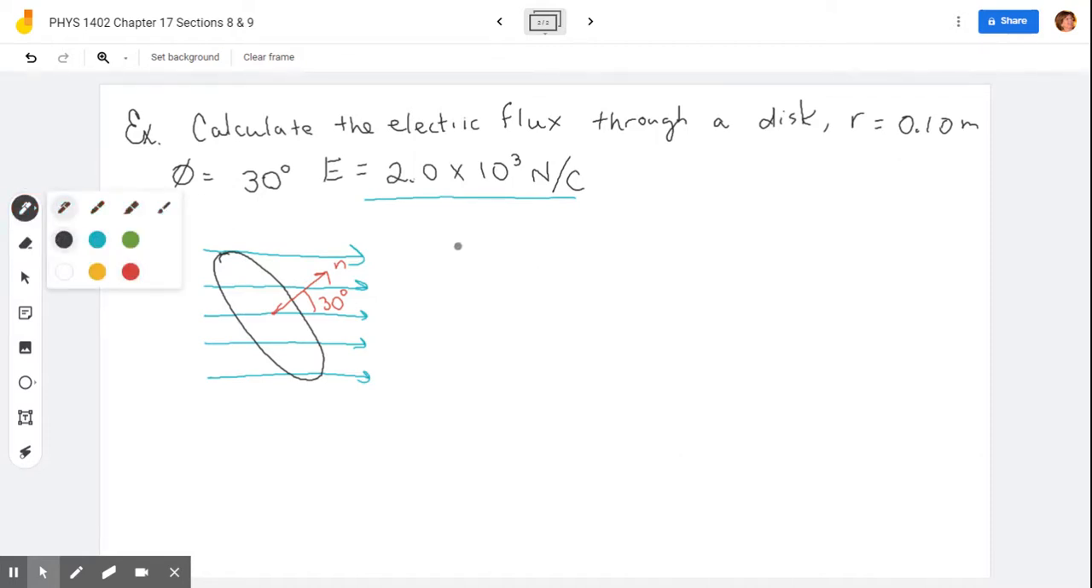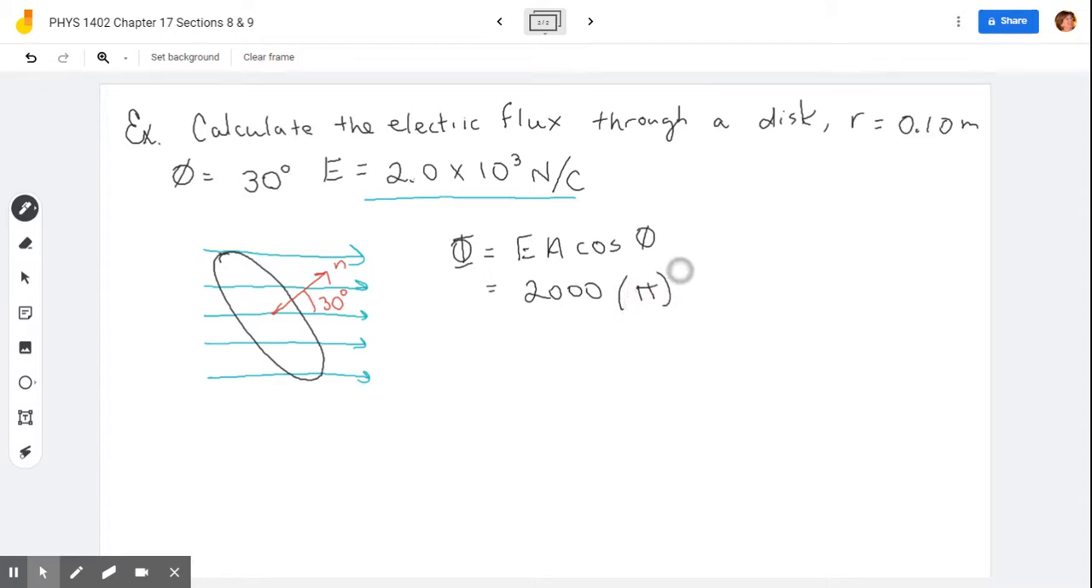So in this case, our flux, EA cosine phi, is going to be 2 times 10 to the third, or 2,000. The area is a circular disk, so our area is pi r squared. So times pi times r squared. That's simply the area of a circle. And then cosine 30 degrees.